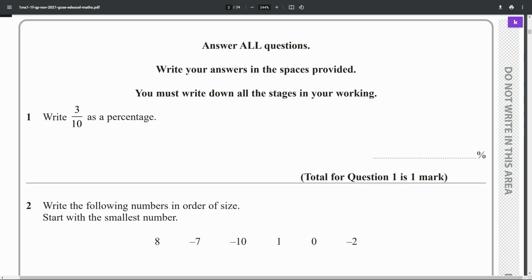All right, so the first question here, it says, answer all questions, write your answers in the spaces provided. You must write down all the stages in your working. Write 3 over 10 as a percentage. Whenever you convert anything to a percentage, all you got to do is simply multiply it by 100, if it's a fraction, and it becomes 300 over 10, which will get you 30%.